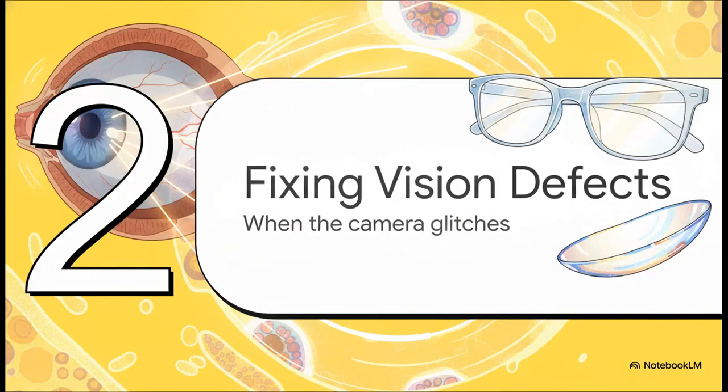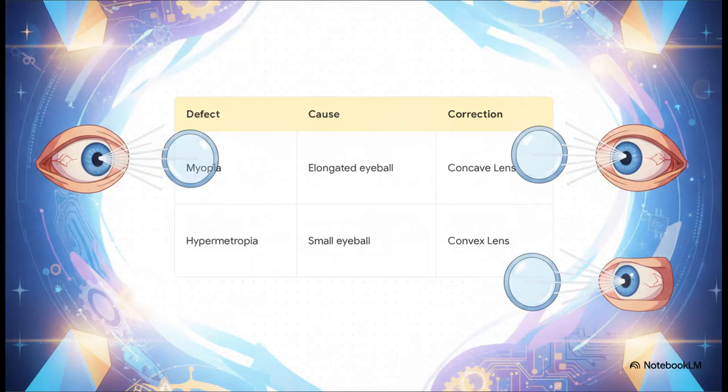Section 2. Fixing vision defects. What happens when the biological camera glitches? So, what happens when things don't work perfectly? Sometimes, due to age or just the physical shape of the eyeball itself, our natural lens fails to focus light exactly where it needs to go. This breaks down the two most common glitches.